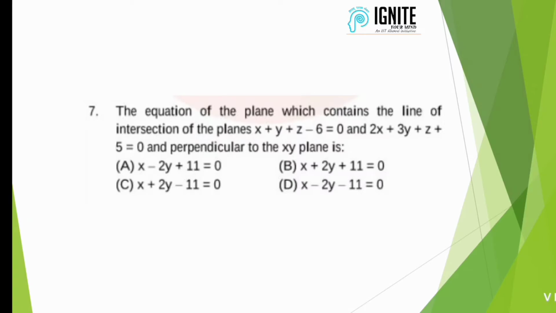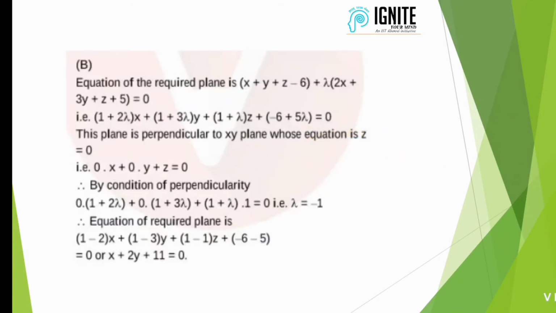And what are you asked to find in the question? You are asked to find out the equation of that particular plane, a plane that passes through the line of intersection of these two planes, as well as the one that would be perpendicular to the xy plane. So the options are: x minus 2y plus 11 is equal to 0, x plus 2y plus 11 is equal to 0, x plus 2y minus 11 is equal to 0, and x minus 2y minus 11 is equal to 0. We'll move on with the answer.